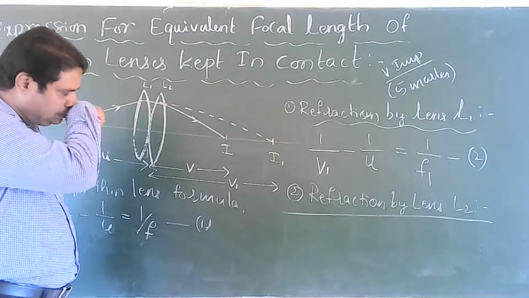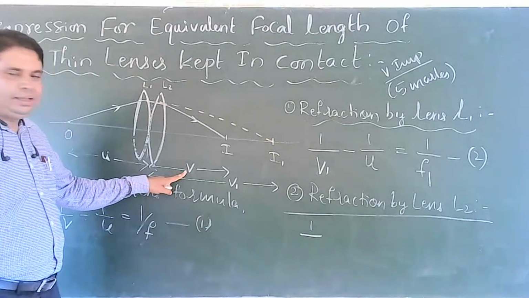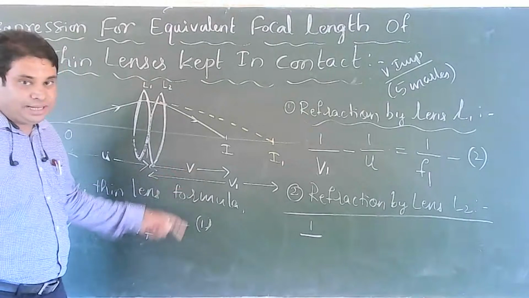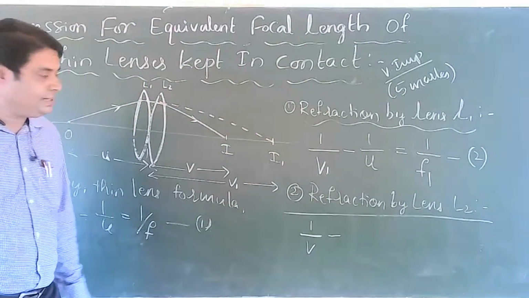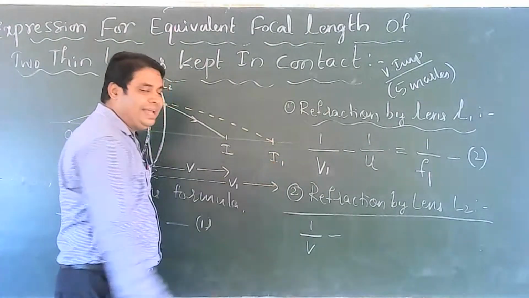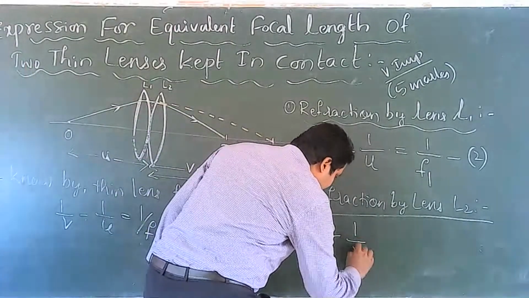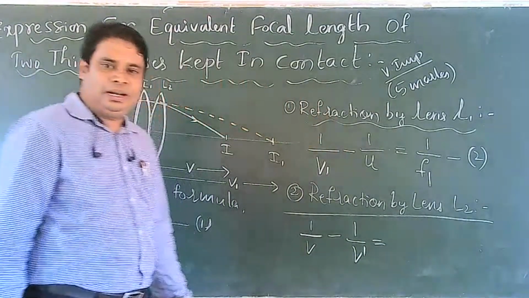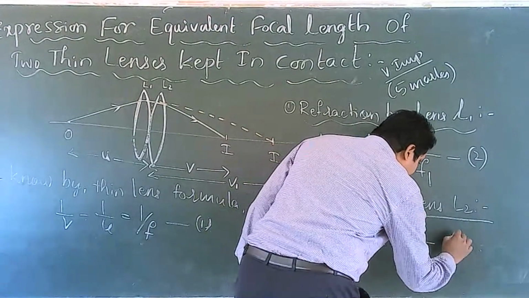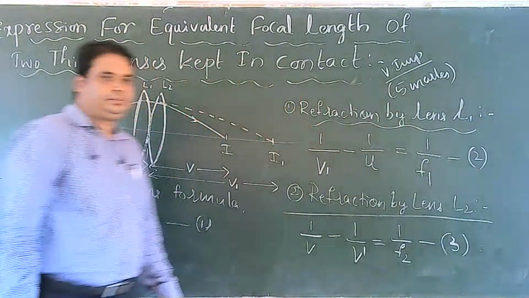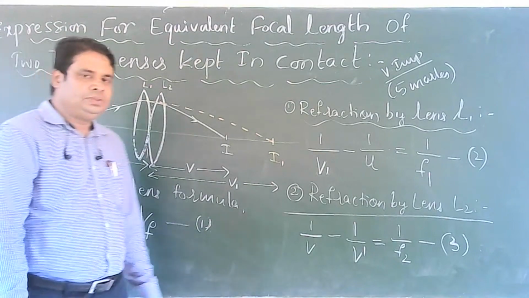Then how to write this equation? See, 1 divided by image distance. Here, final image is I and image distance is V, so 1 by V minus... what about object distance? Since I1 acts as a virtual object, hence 1 divided by V dash is equal to... what about focal length? Of course, we have taken focal length as F2. This is equation 3. Hope you understand. Equation 3. Very simple.